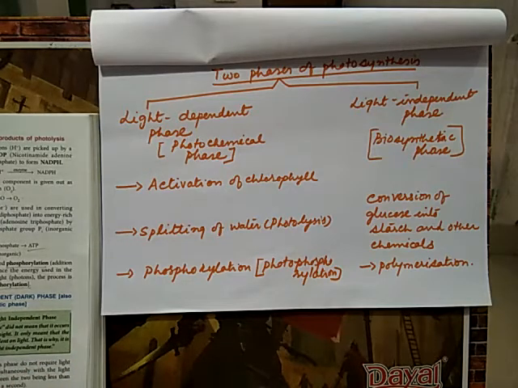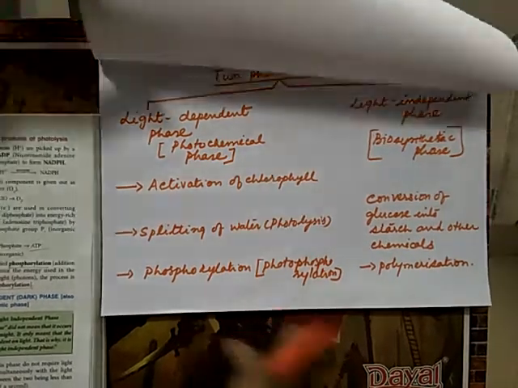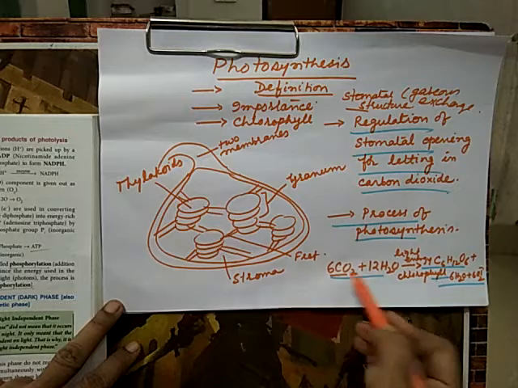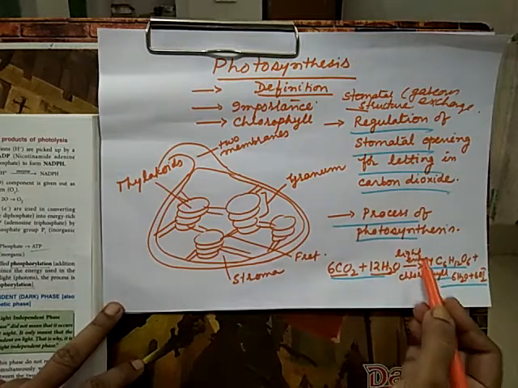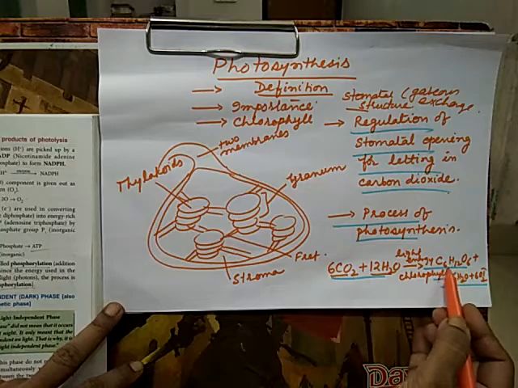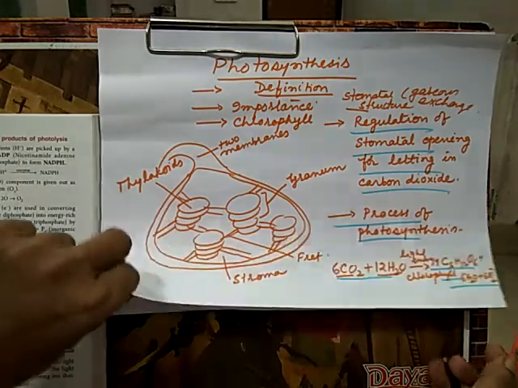Carbon dioxide from the atmosphere enters into the leaf by the process of diffusion, along the concentration gradient, that is, a high amount of carbon dioxide enters the leaf through the stomatal openings. Water from the soil is taken up by the roots and sent up through the stem, that is ascent of sap, finally reaching the mesophyll cells of the leaf. So I have written here the chemical reaction: 6 molecules of carbon dioxide and 12 molecules of water, in the presence of light energy and chlorophyll, form glucose, water and oxygen.